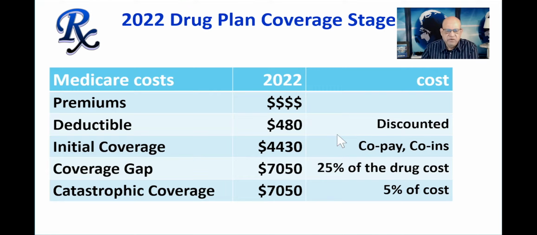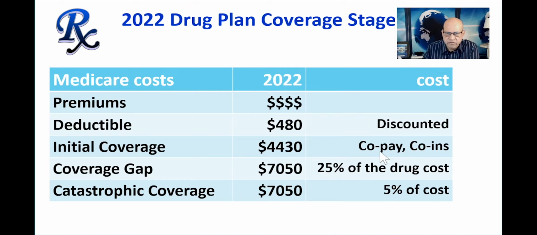Let's talk about what it costs in 2022 to have a prescription plan. First of all, you have to pay a monthly premium, which can vary anywhere from $10 to almost $100 per month, depending upon the plan you choose. Then we have the deductible. That means the first $480 is something you have to pay. Then the initial coverage lasts from $0 to $4,430, during which time you pay co-insurance and co-pays.